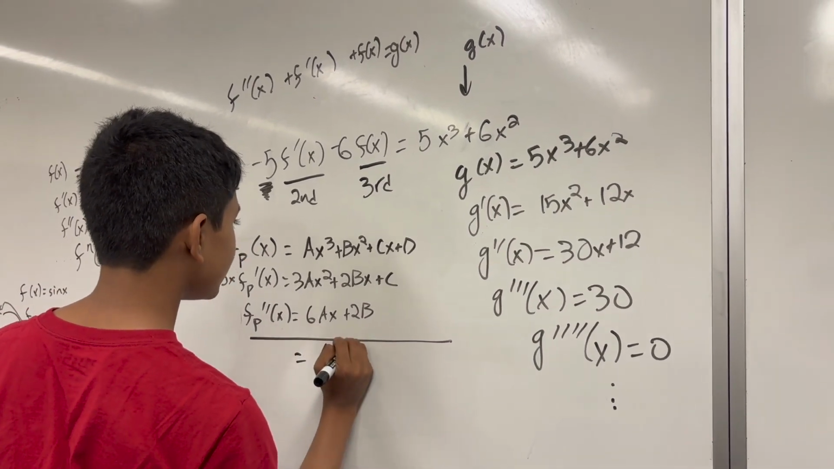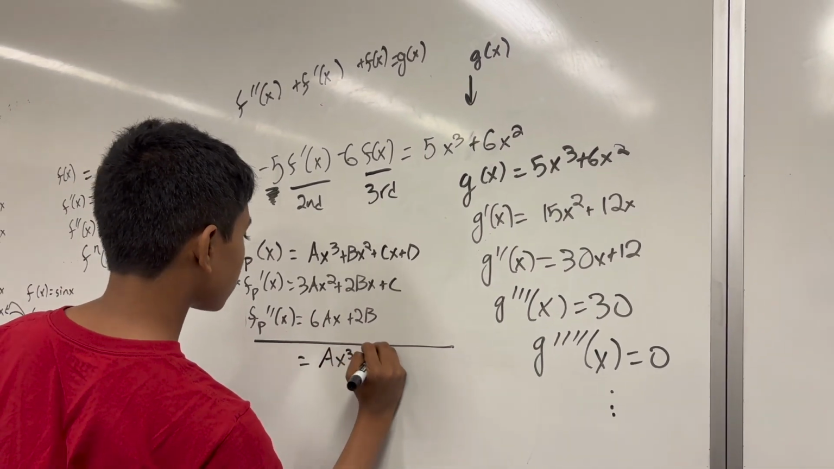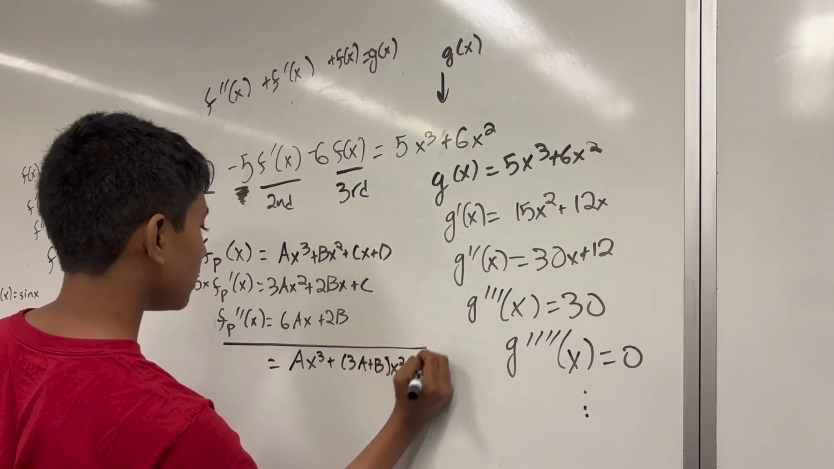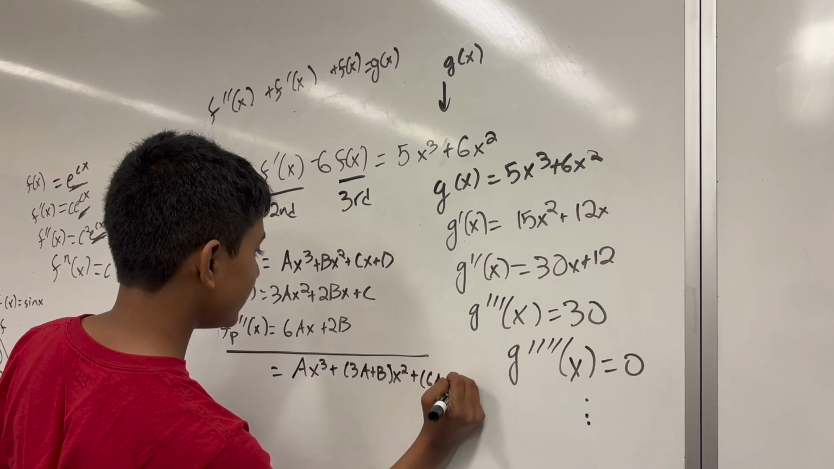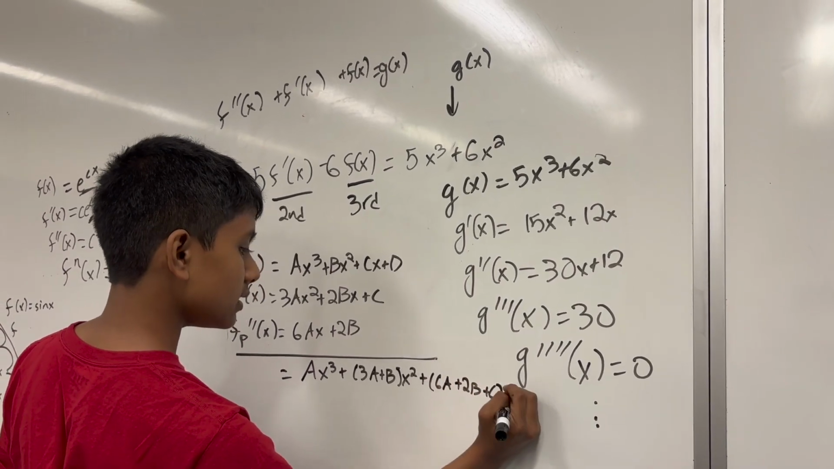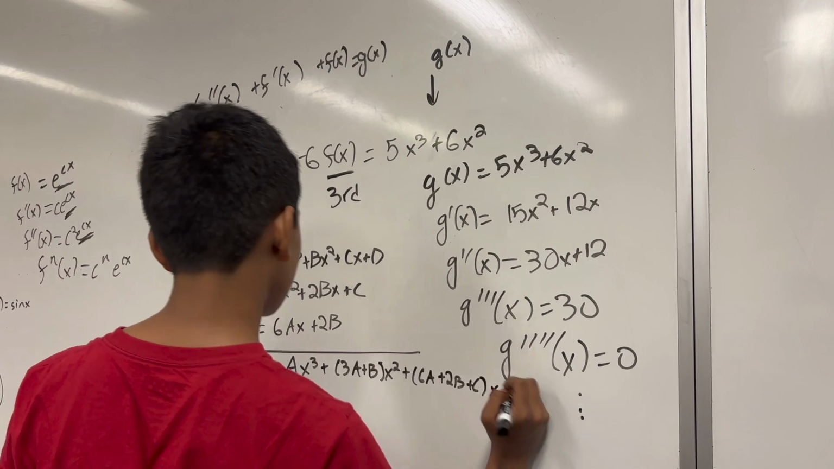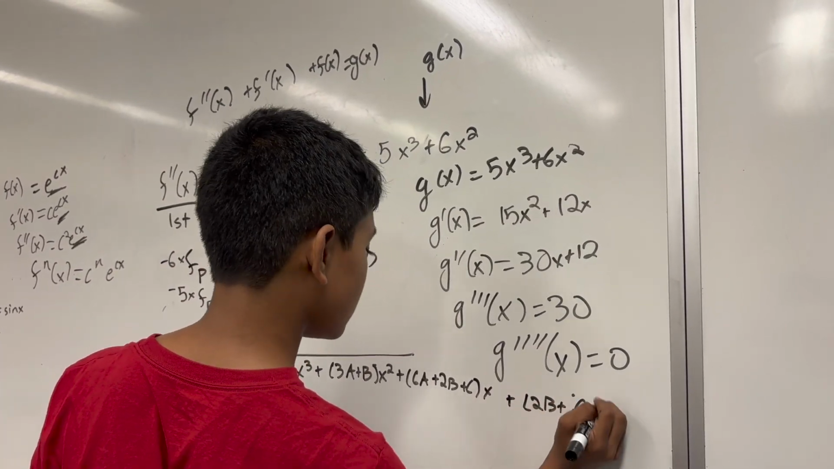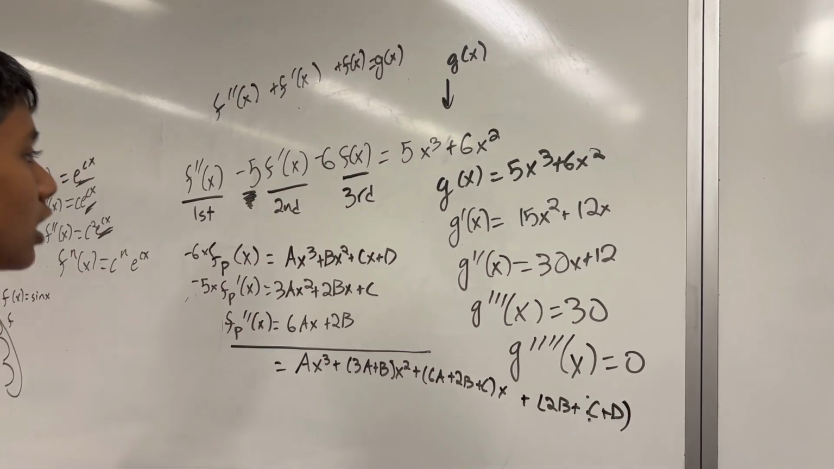So we get ax cubed plus (3a plus b) x squared plus (6a plus 2b plus c) x plus 2b plus c plus d as our constant.